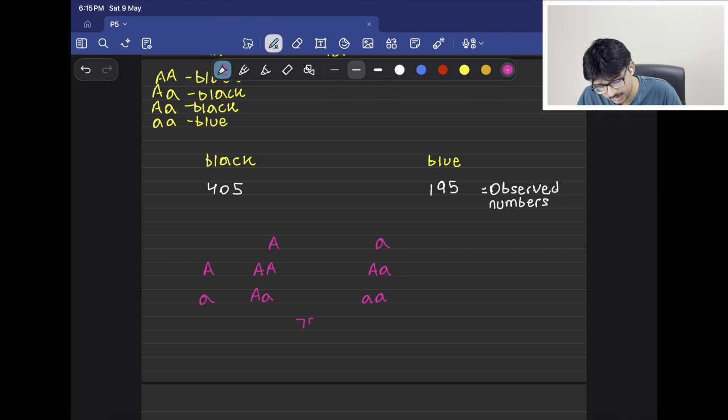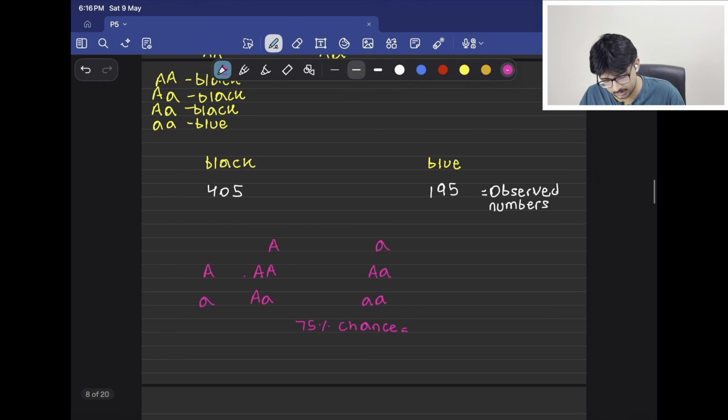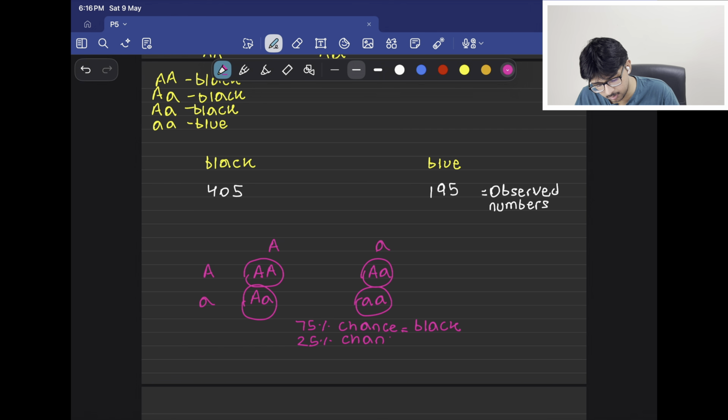Meaning, can we say that there is a 75% chance that the dominant allele is expressed? It is expressed here, here, and here. Three out of four cases, it is expressed. So 75%, the dominant allele is expressed and the phenotype is black. And there's only a 25% chance, one out of every four offspring, that are going to be blue.